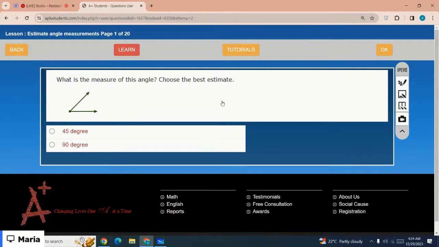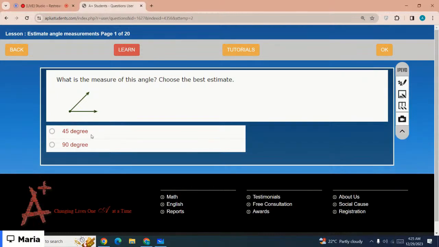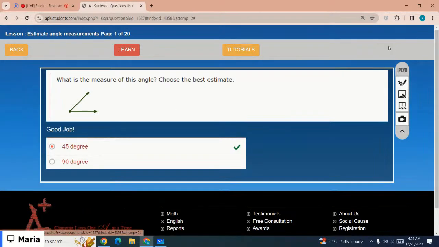You are given two options, 45 and 90. Which one is it? Just make it a right angle. This is the right angle. You can see the angle you have to measure is exactly half of the right angle, so that would be 45 degrees, because half of the right angle is 45 degrees. You can guess like this: make a 90-degree angle and see how much less it is than 90. This one is exactly half, so that is 45 degrees. Also, you can see from the options that it isn't 90, so it must be 45, right?